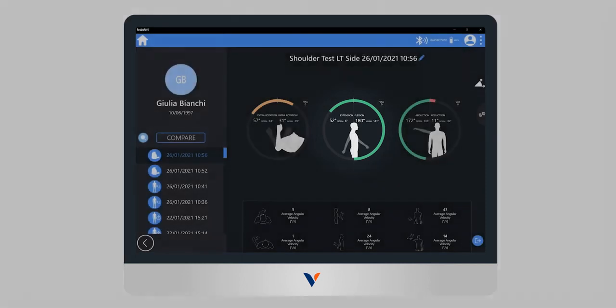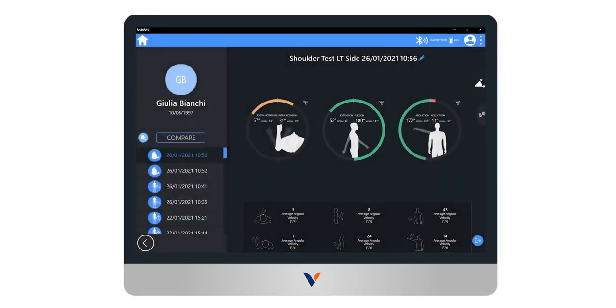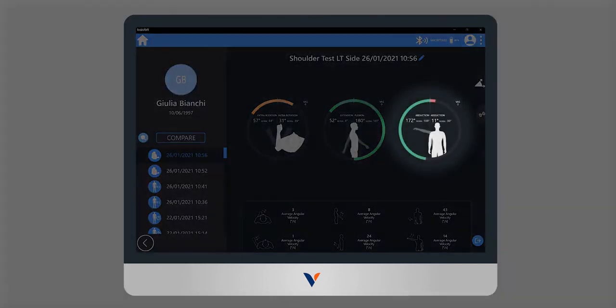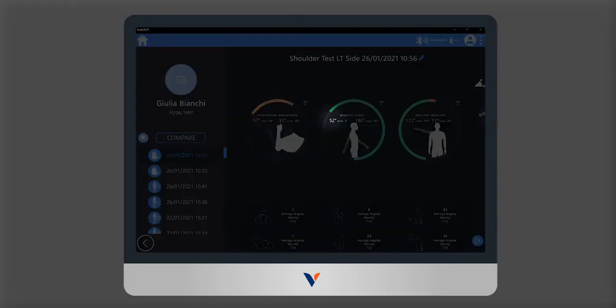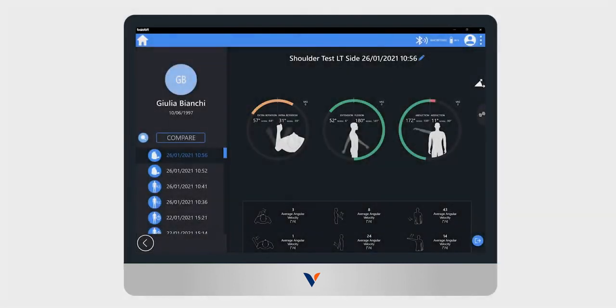In particular, in the ring on the left, we can see the rotation measurement. In the ring in the center, we can see the measurement relating to flexion and extension. In the ring on the right, we can see the measurement relating to abduction and adduction. In each ring, we can view the measurement of the widest movement performed by the subject expressed in degrees. The normal range of the amplitude of movement weighted on the patient's age is also displayed.